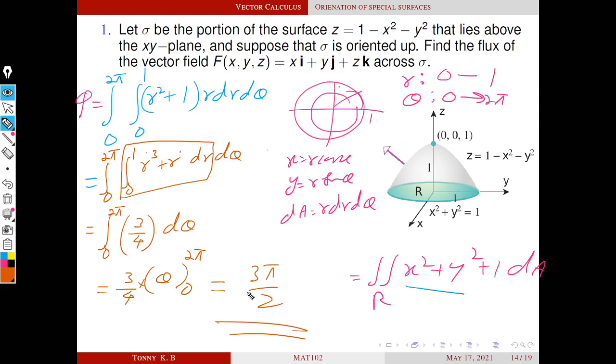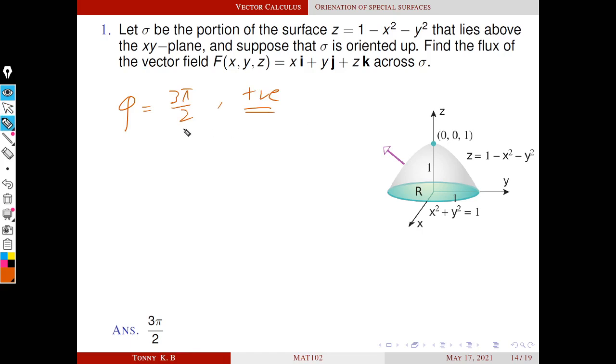Okay, yes, the answer is 3 pi by 2. It is clear here. The sign of this flux is positive, isn't it?